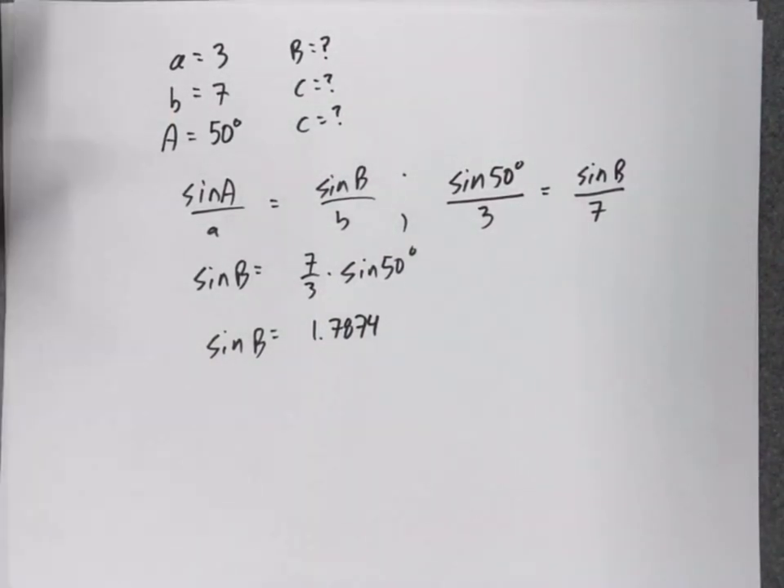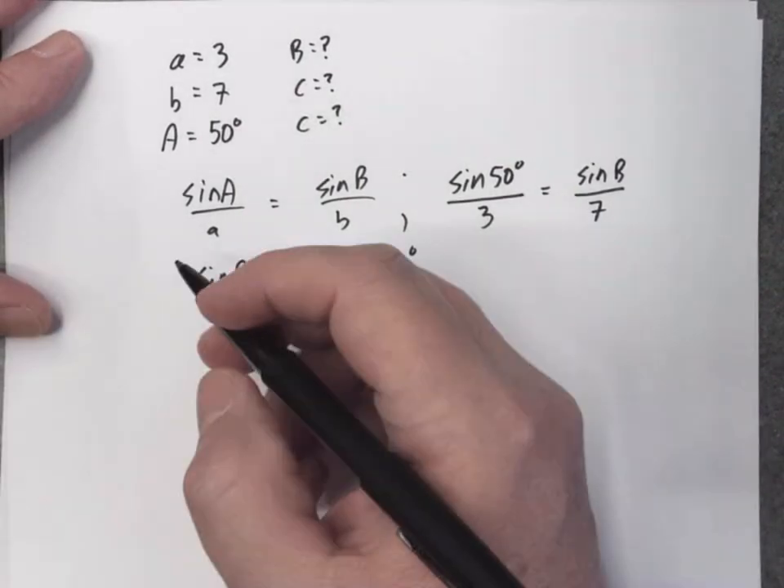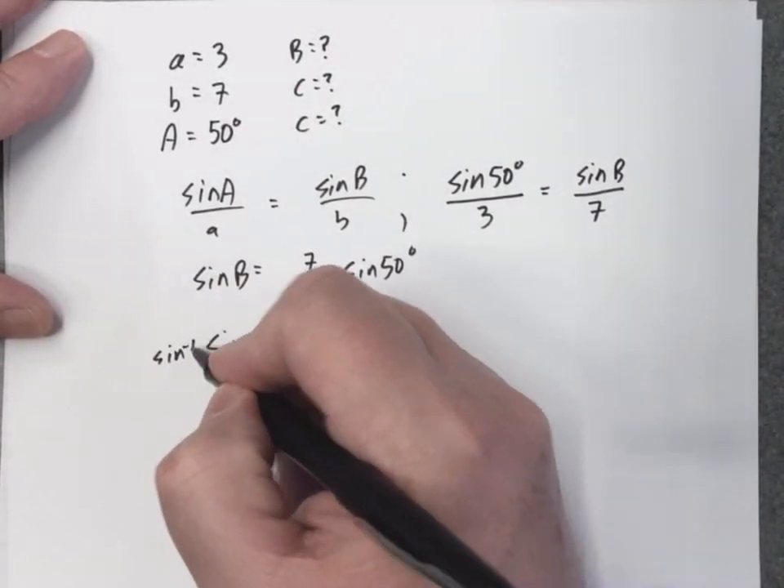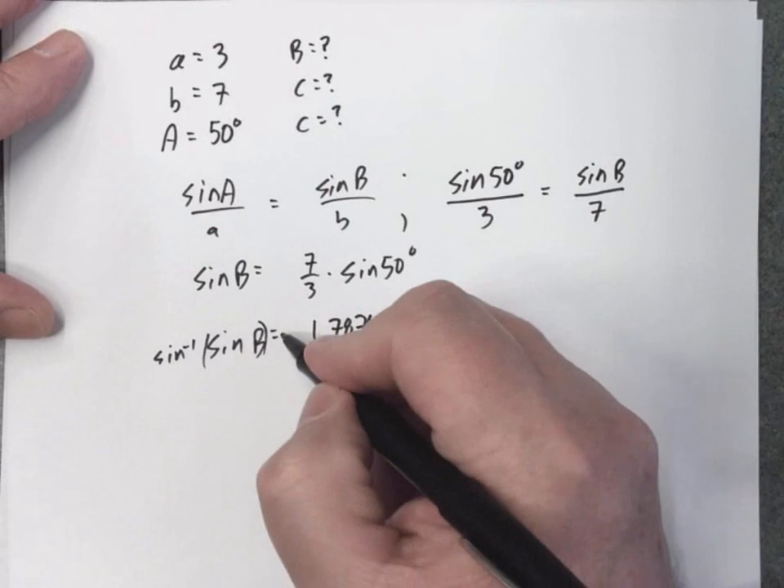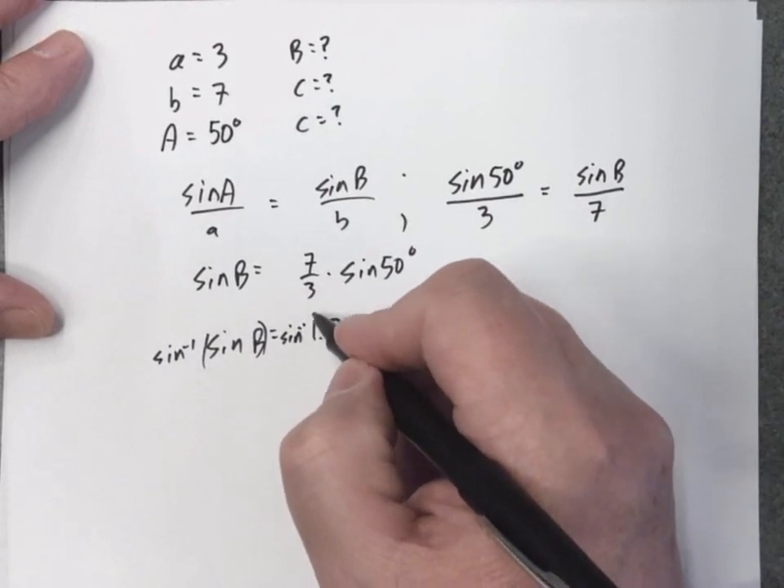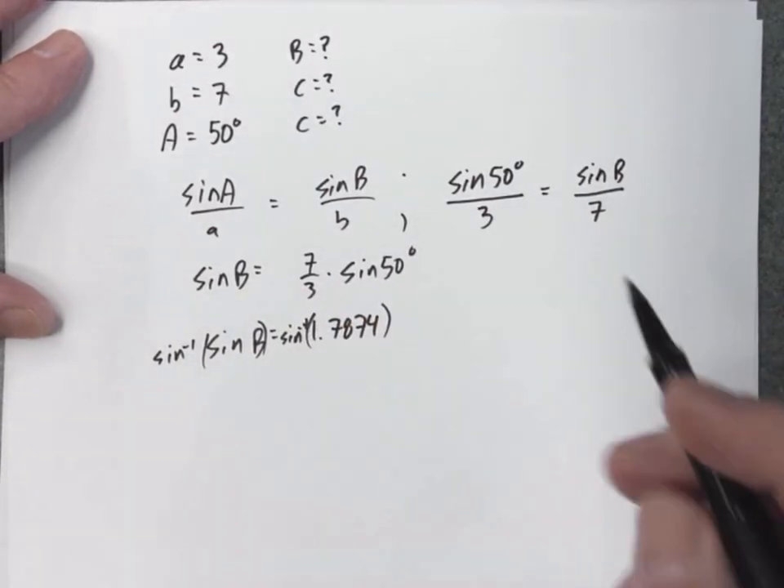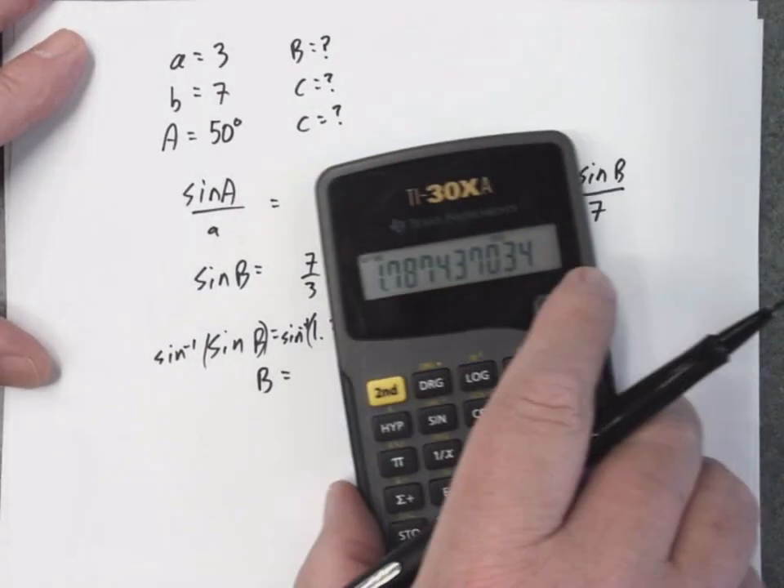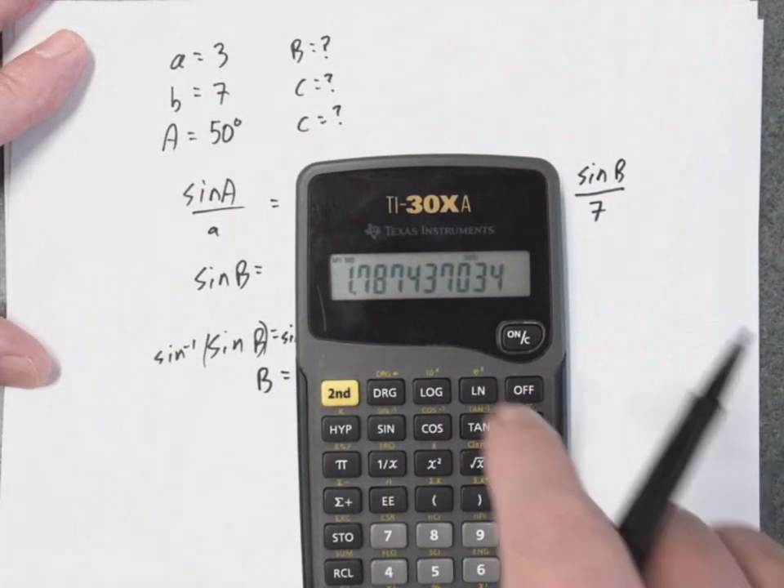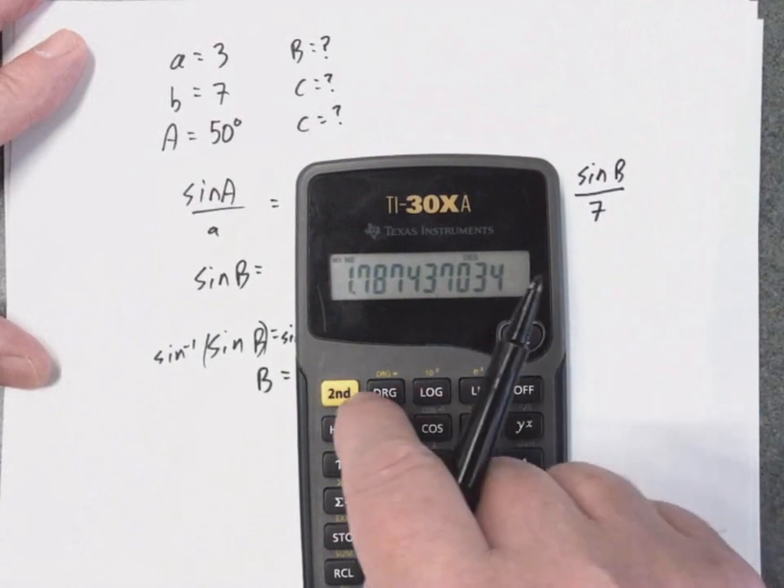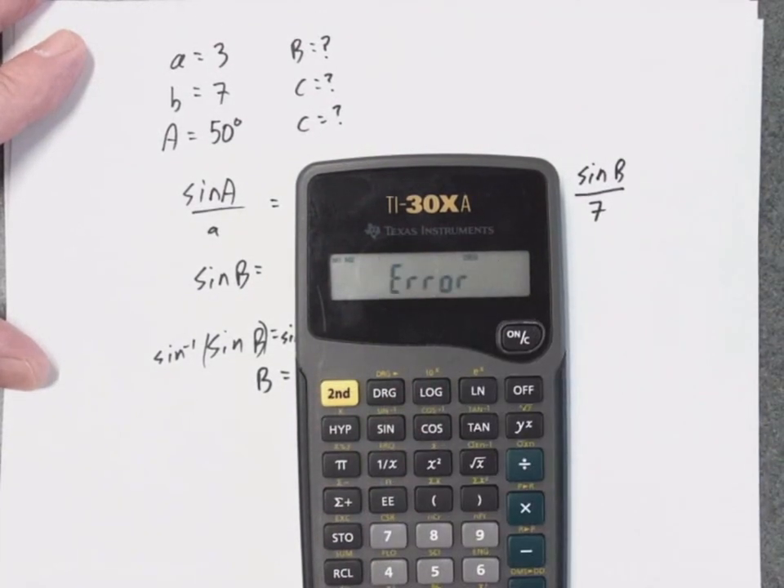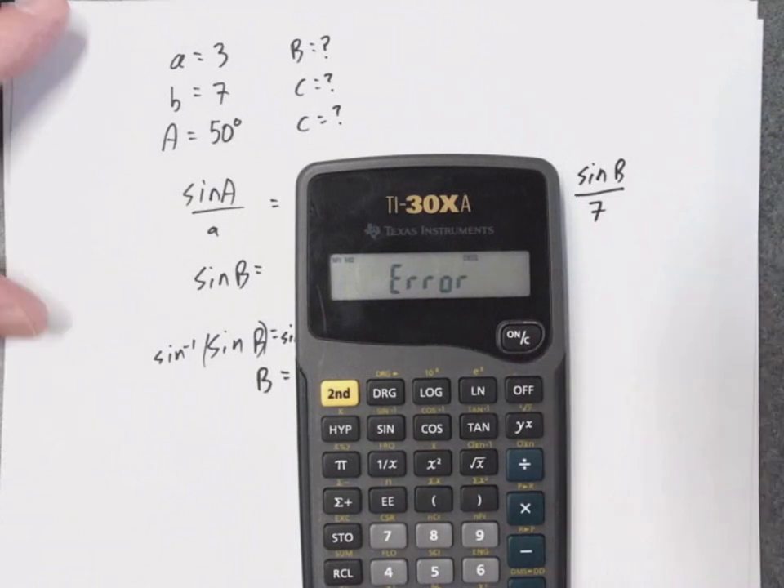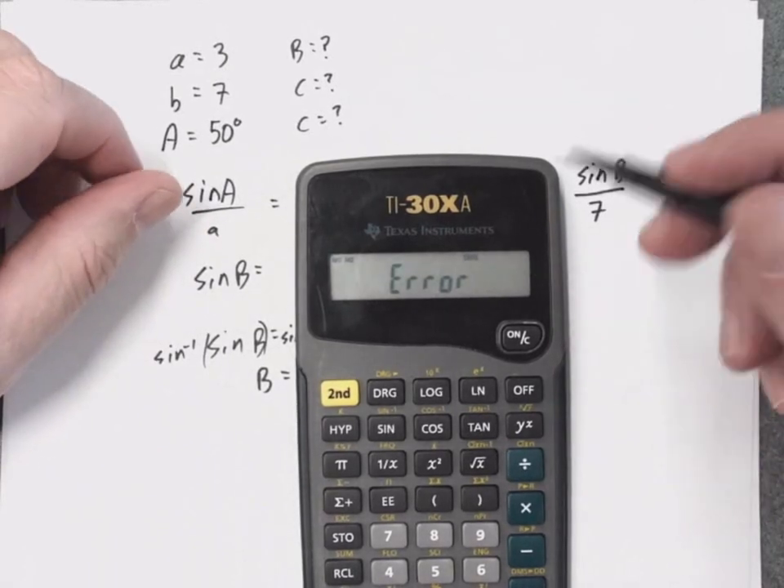Now if I want to know angle B, I take the inverse sine of both sides. So I'll just leave this number in my calculator and take the inverse sine. Whoops. I said whoops because I thought maybe I mistyped something. This says error.